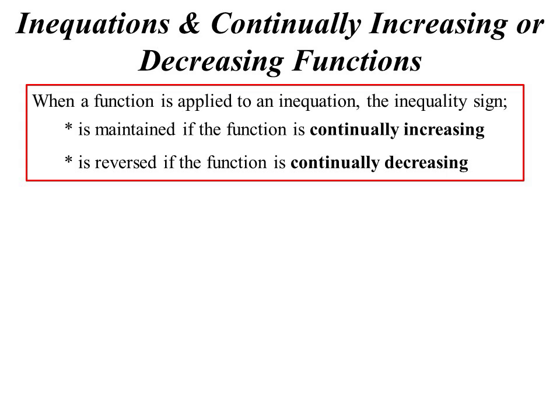Now, this explains why when you turn both sides of an inequality upside down, you change the inequality sign, because what you're really doing is applying the function y equals 1 on x. And y equals 1 on x is continually decreasing. So therefore, when you apply that function to the equation, the inequality sign swaps around. Also, when you multiply by a negative number, it swaps around. Why? Because what you are applying is the function y equals negative x. And y equals negative x is a decreasing function. So you swap the signs around.